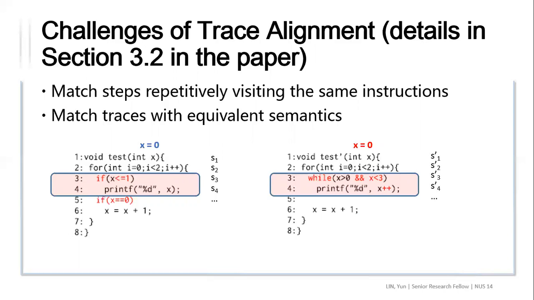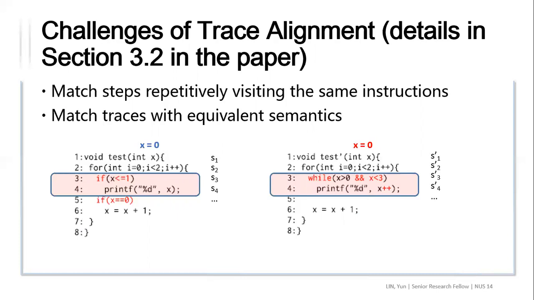Second, we need to match traces with equivalent semantics. Here is an example. Line 3 and line 4 change quite a lot from the left version to the right version. Clearly, the static semantics has been changed significantly, as line 3 and line 4 on the right are a loop, but they are just conditional statements on the left.